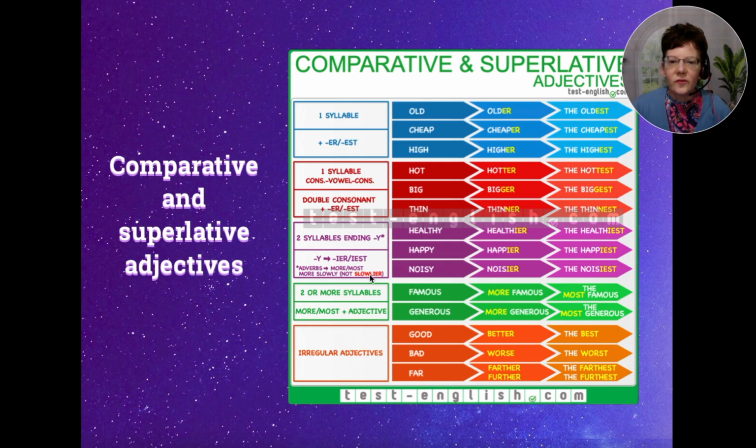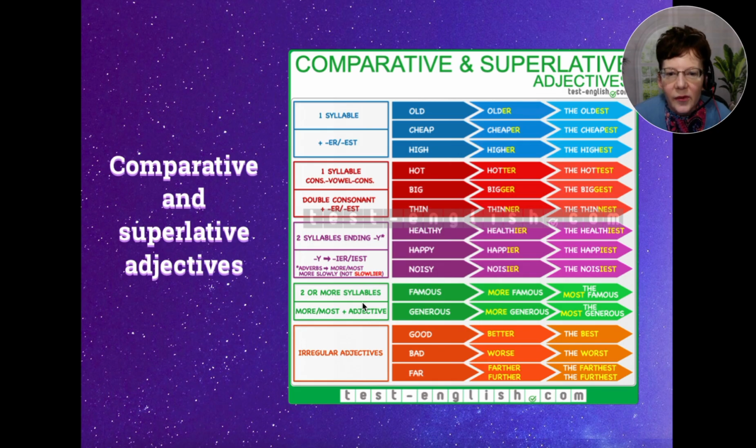All right, and for syllables ending in Y, here's what we do. For example, healthy or happy. We change the Y to an I and then add ER. Healthier, for superlative, healthiest. Okay, same with happy, changes to happier for comparative, and then happiest for superlative.